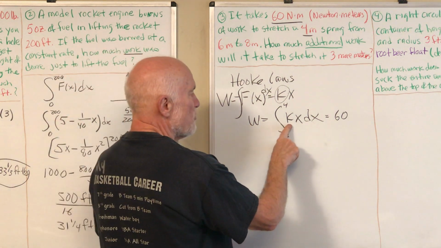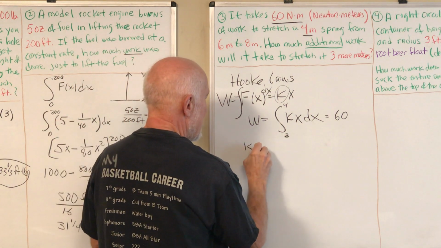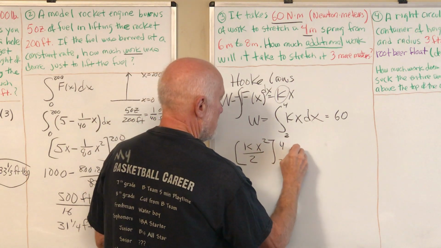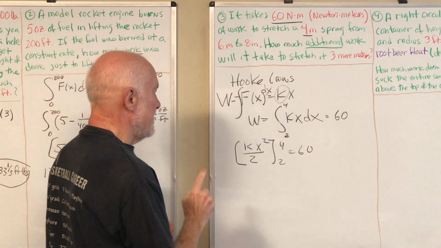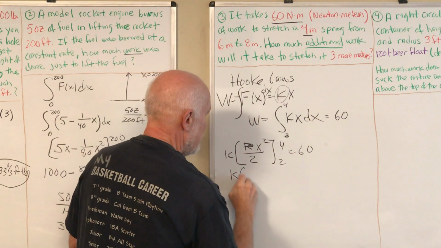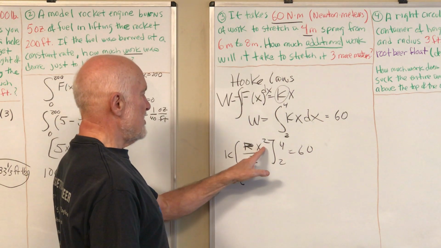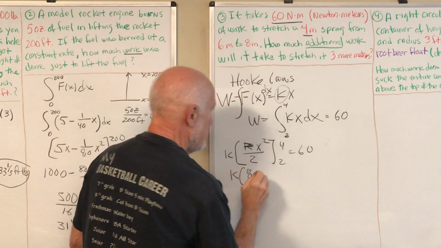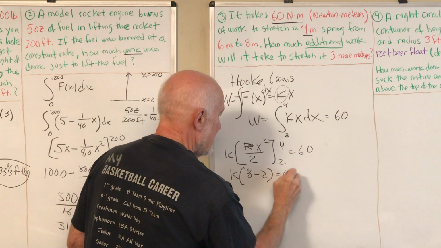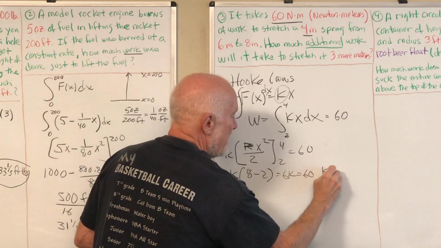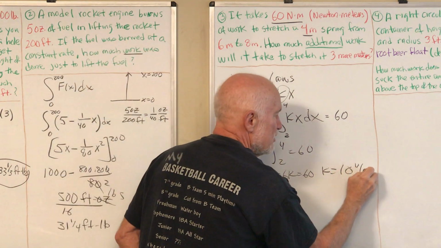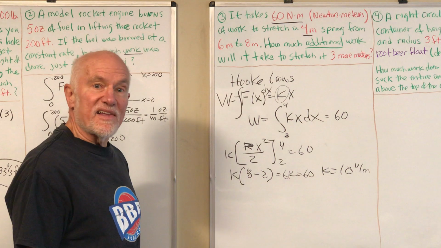So what's the antiderivative of kx? kx squared over 2. And then we plug in, I can even bring this k right out front, so I get 16 over 2 is 8, minus 4 over 2 is 2. I get that 6k equals 60, so k must be 10. It would be 10 newtons per meter. That's the proportionality constant.